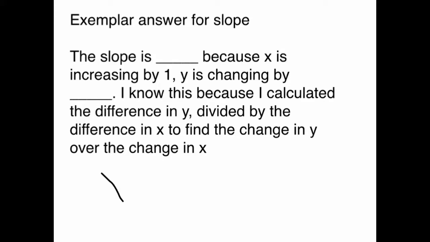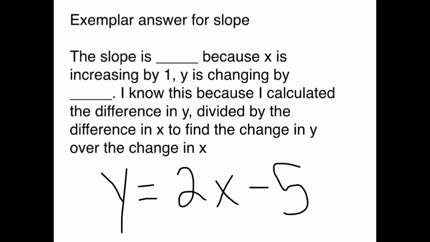So let's say I'm given the equation y equals 2x minus 5. What I would write for this is the slope is 2 because as x is increasing by 1, y is changing by 2. I know this because I calculated the difference in y divided by the difference in x to find the change in y over the change in x. Let's look at one with a graph.